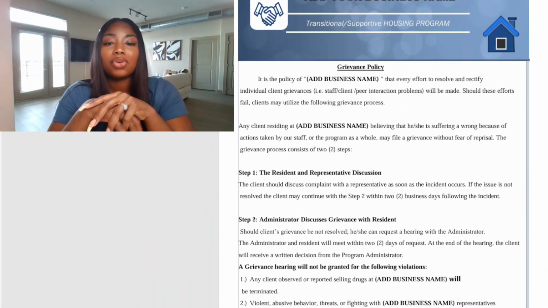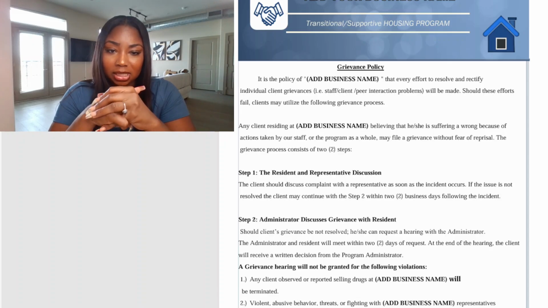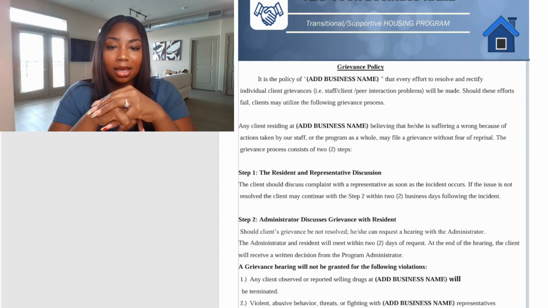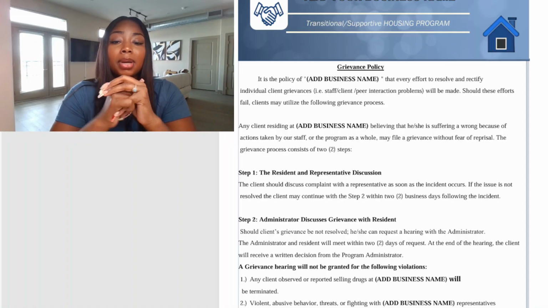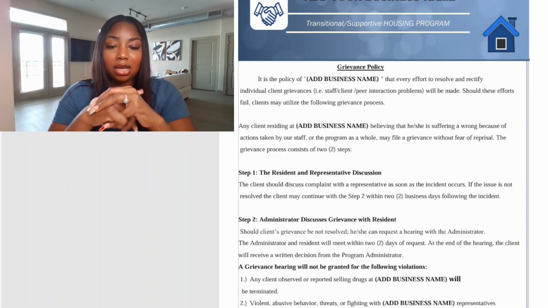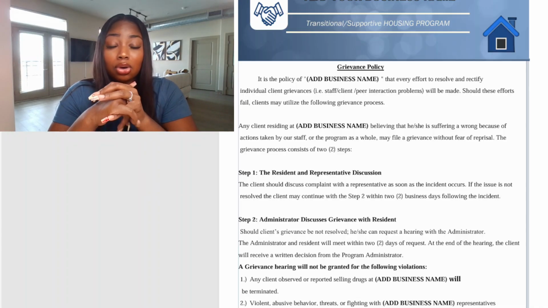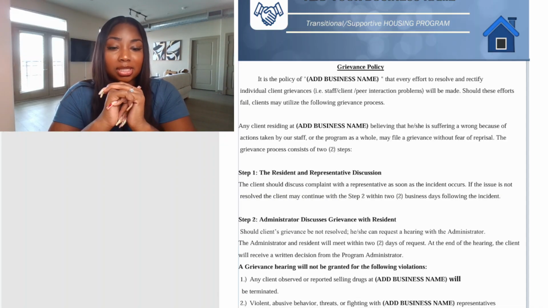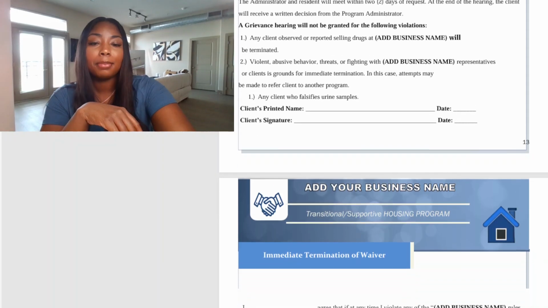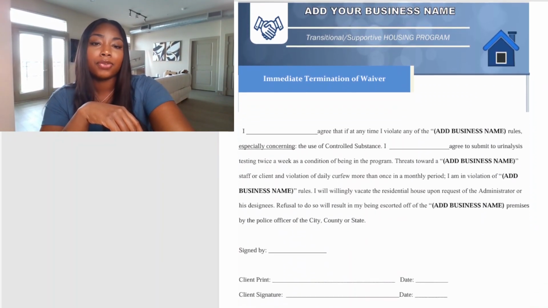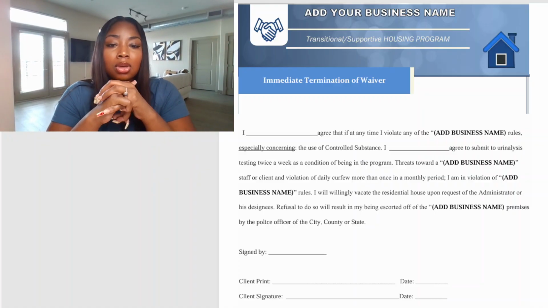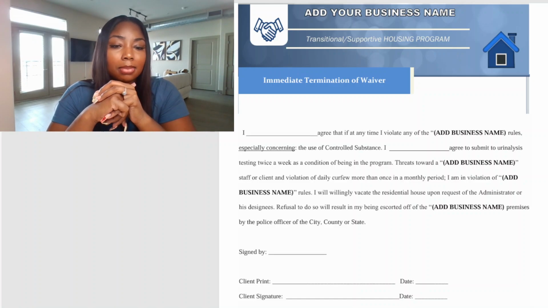Grievance policy. Grievance policy states that every effort to resolve any individual client's grievance will be made. So what this means is that whoever your staff is, your residents have a right to put in a grievance, voice their opinions and their concerns, if they feel like they are being mistreated or discriminated against in any way by any of your staff, including yourself as the housing provider, meaning that he or she can request a hearing so they're able to disclose to you maybe abuse, neglect, or whatever they're experiencing in the house from that housing manager, whoever your staff is.